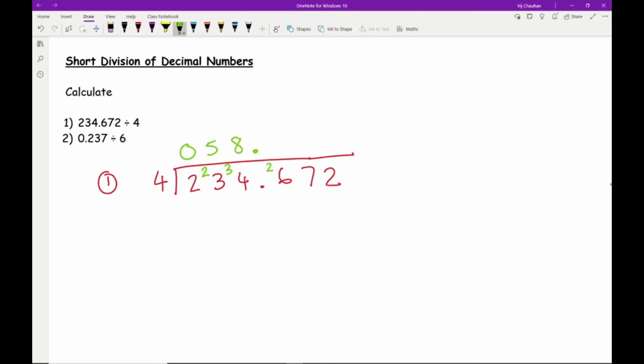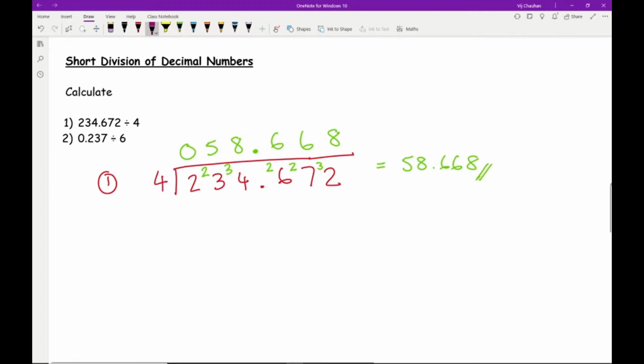So again, I'm going to add my decimal point. How many 4's go into 26? That's going to be 6, remainder 2. How many 4's go into 27? That's going to be 6 again, remainder 3. And how many 4's go into 32? That's going to be 8, giving me a final answer of 58.668, and there is my final answer.